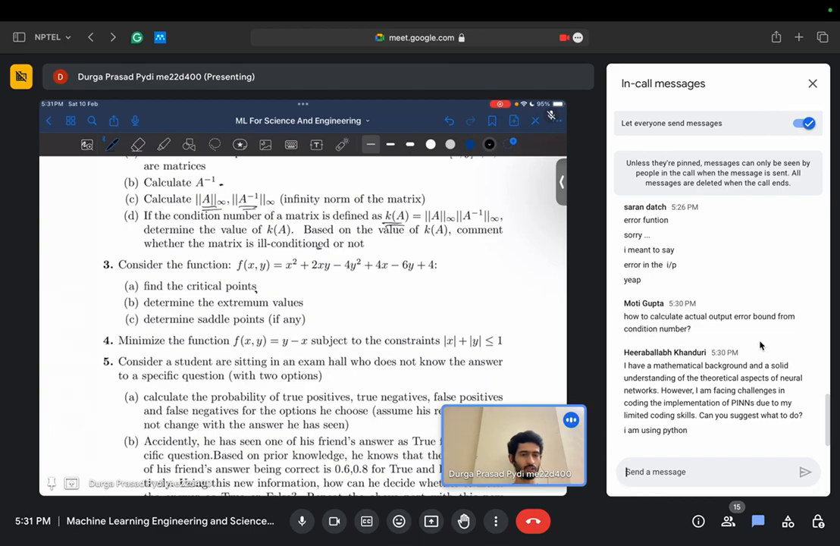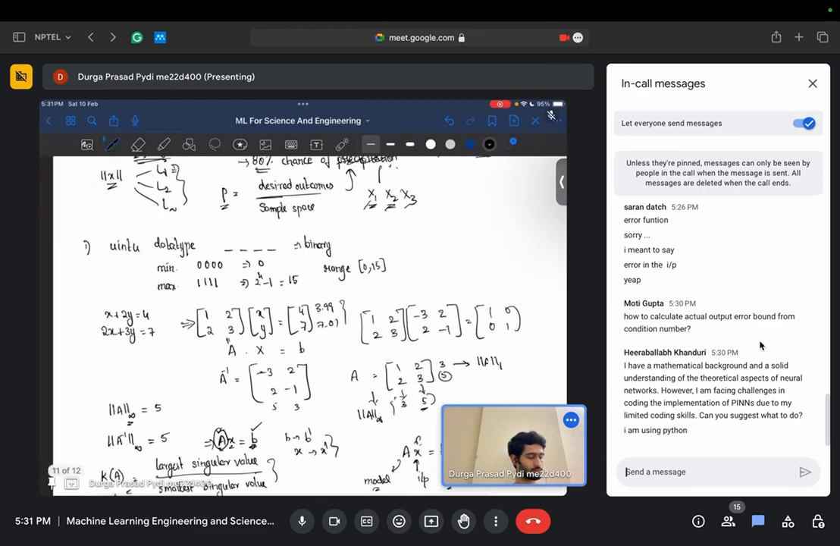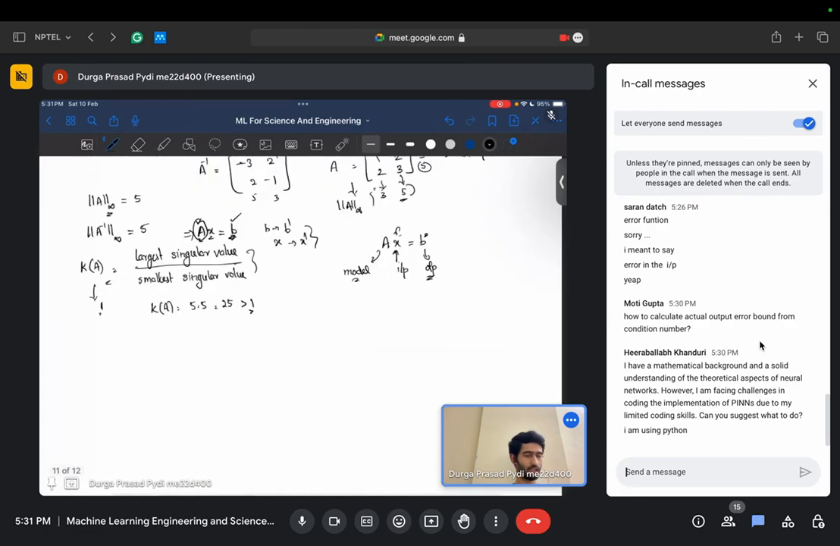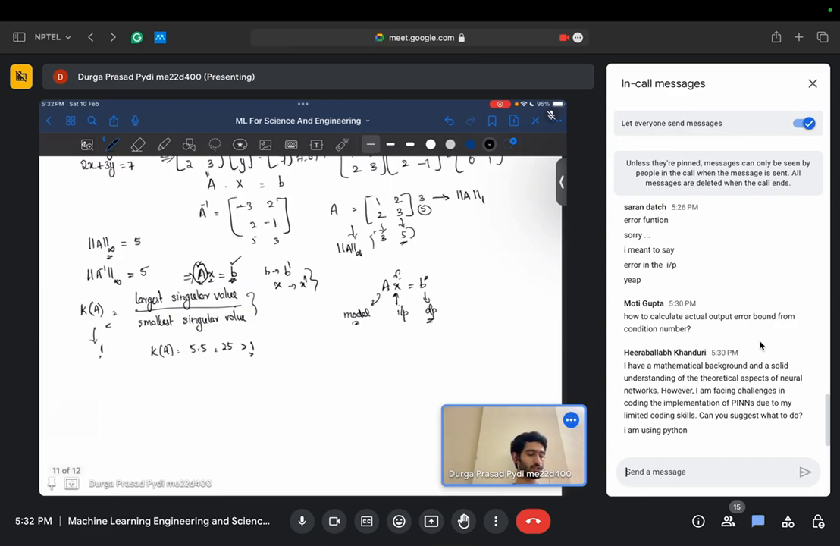How to calculate actual output error bound from the condition number. So for an analytical case, it is slightly different. For your question, how to calculate actual output error bound from the condition number, even if you were to calculate it, the problem here would be slightly different. I think you are asking from a linear algebra perspective and not from the finite precision thing.